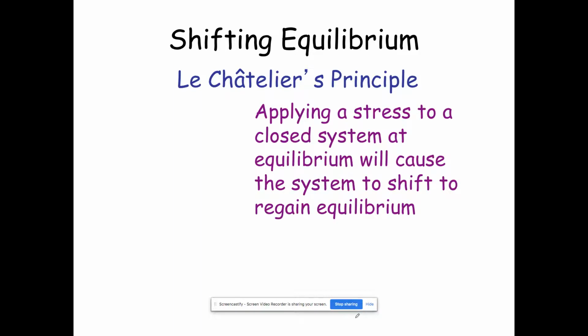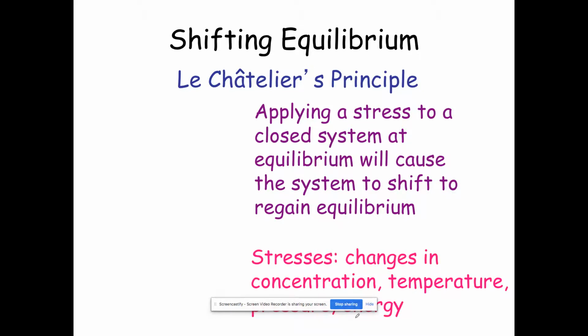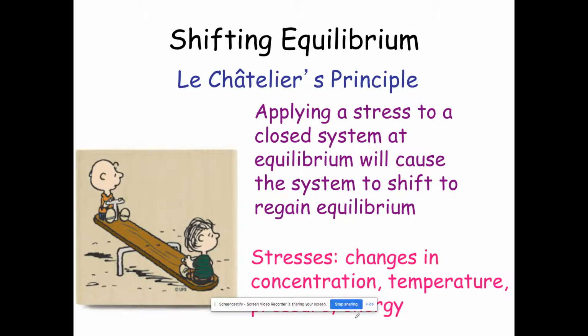So here's Le Chatelier's principle. Applying a stress to a closed system at equilibrium will cause the system to shift in order to regain equilibrium. What do we mean by stresses? Like I was saying, changes in concentration, adding too much, taking some away, increasing temperature, decreasing temperature, pressure for gases only, sorry, you can't see that, and energy or heat. Here's what you need to take away.